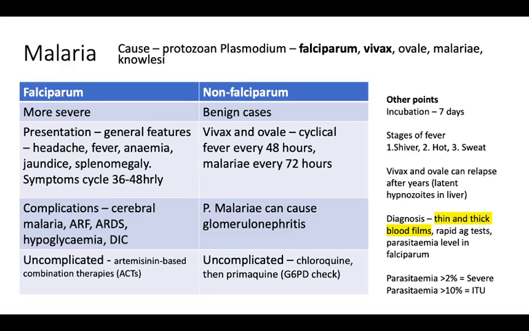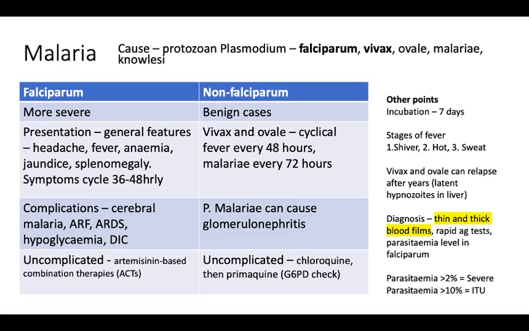The interesting thing about Plasmodium vivax and ovale is that they can relapse after years, because the hypnozoites lay latent within the liver for years and then they can relapse, whereas the others don't really do that, the other species.